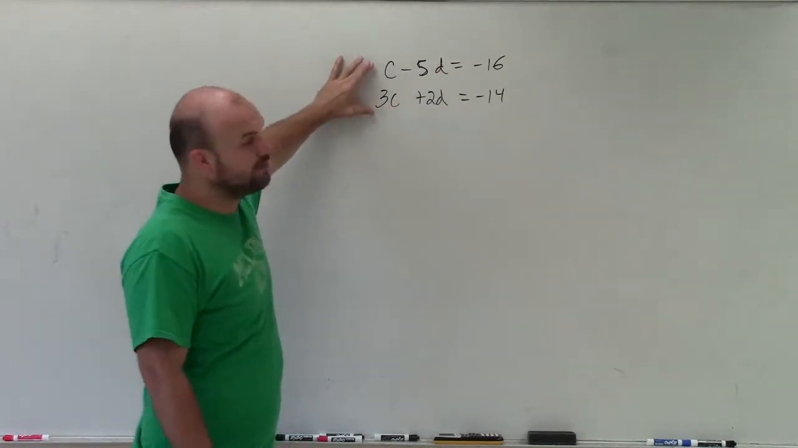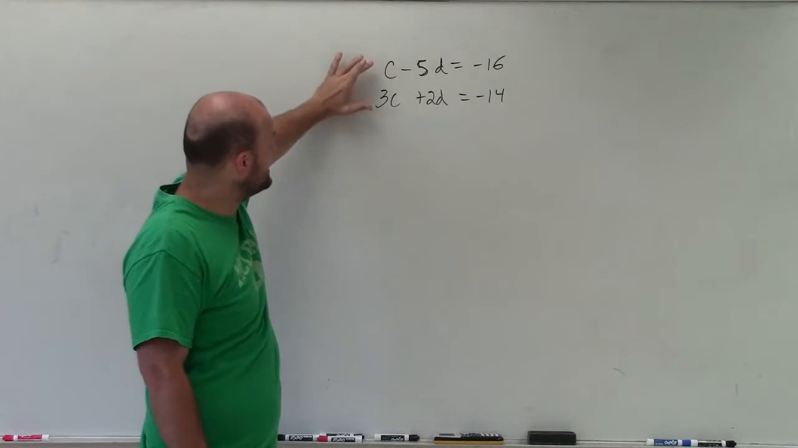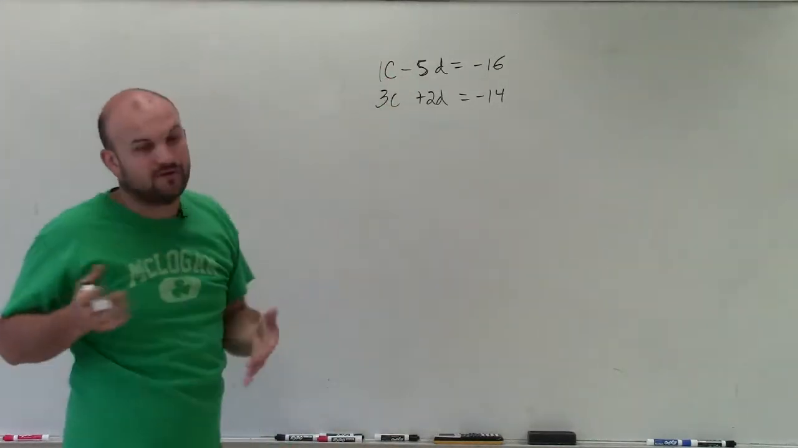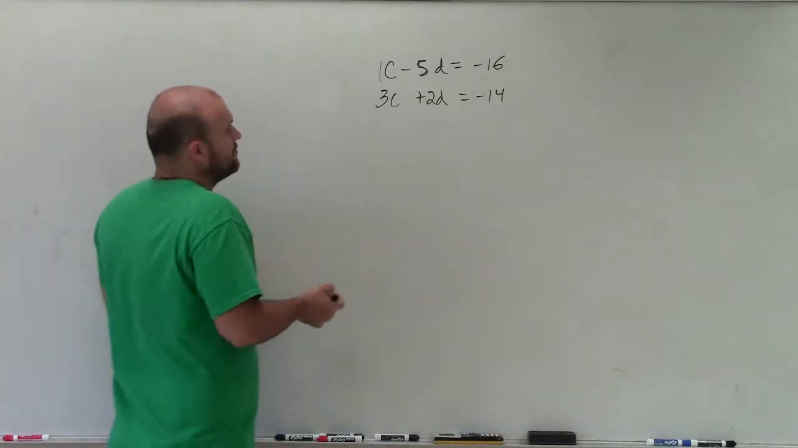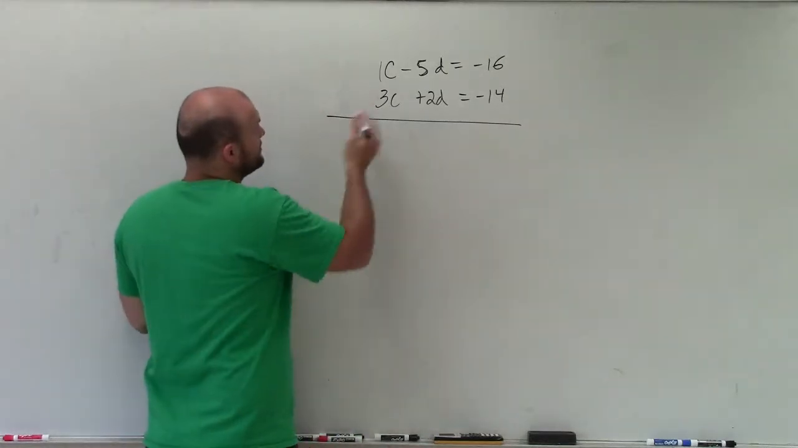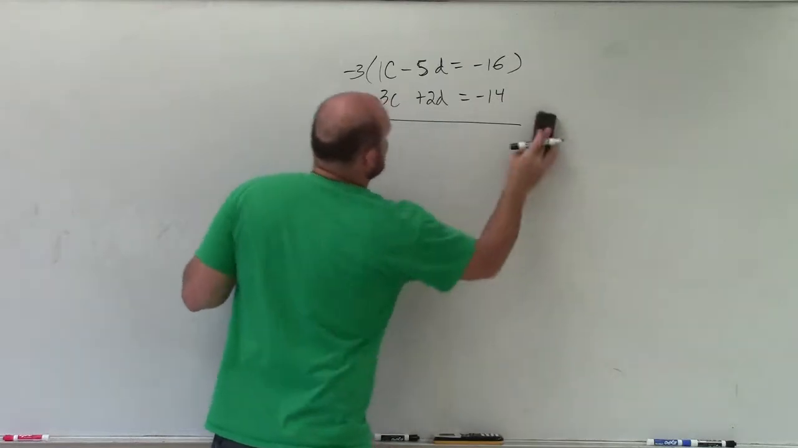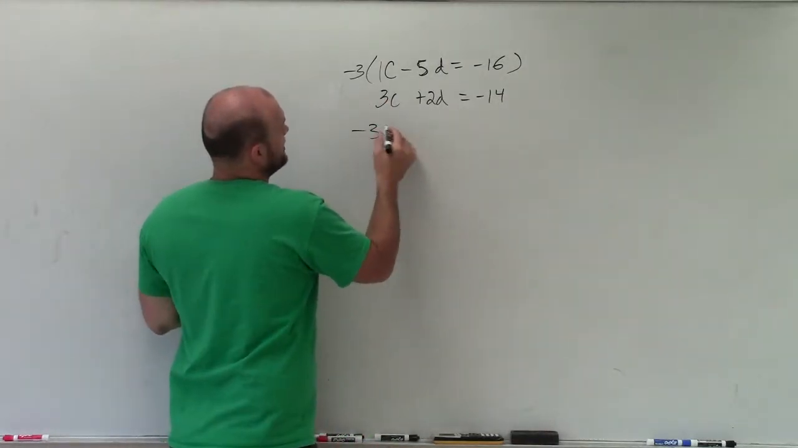What I like about eliminating the variable c is that here I have a coefficient of 1 and 3. So the common coefficient would just be 3. To get them to be common, all I need to do is multiply my top equation by a multiplier of -3. So when I multiply my top by -3, I get -3c.